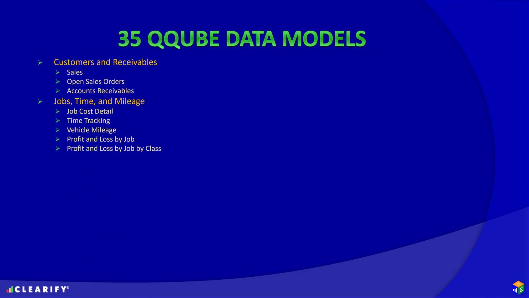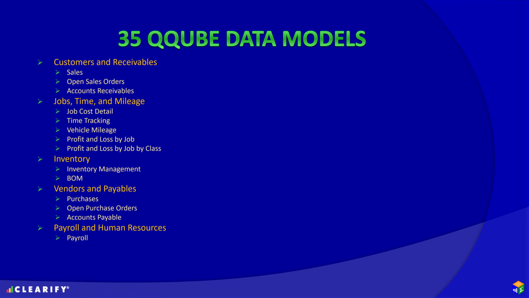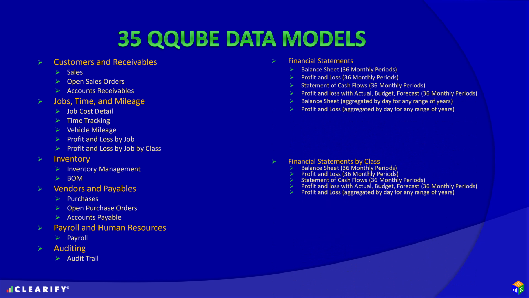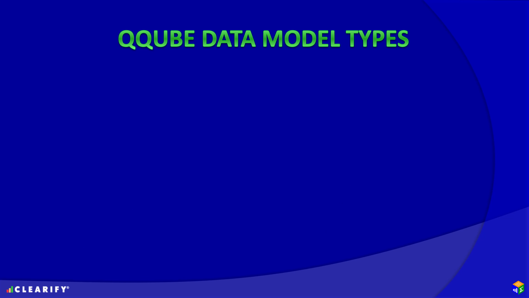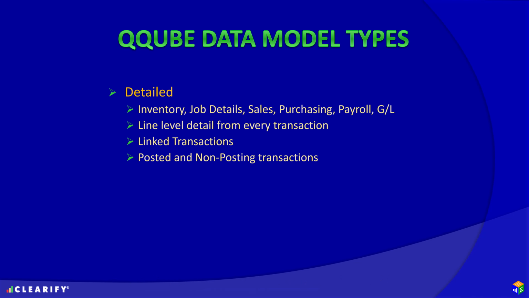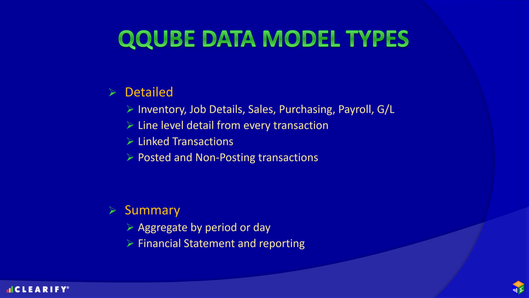In all, QUBE has 35 data models, which are organized into logical subject areas, which are complete and do not rely upon other data models. So if you use a Cube inventory data model, it would already contain the sales, purchases, general ledger, and more. We have models which are designed specifically for Excel, and we have some models which are designed specifically for Power Pivot and for Power BI. There are two types of data models. First, we have the detail for subjects like inventory, job cost details, sales, purchasing, payroll, and general ledger detail. And then we have the summary, which are for financial statements and things like trial balance activity.